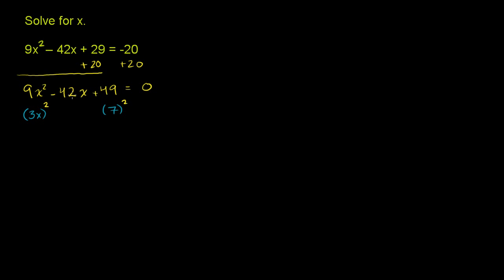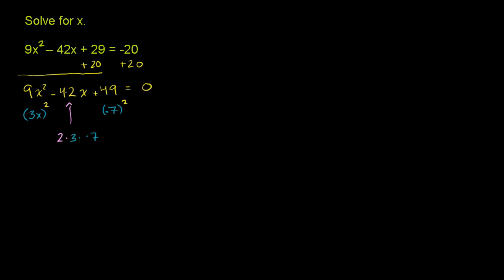Let's see, negative 42 is 3 times 7 is 21. 21 times 2 is positive 42. But if we make this a negative 7, because negative 7 would also work, negative 7 squared is also 49, then 3 times negative 7 times 2 is negative 42. Let me write that down. 42 is 2 times 3 times negative 7. So this fits the pattern of a perfect square.